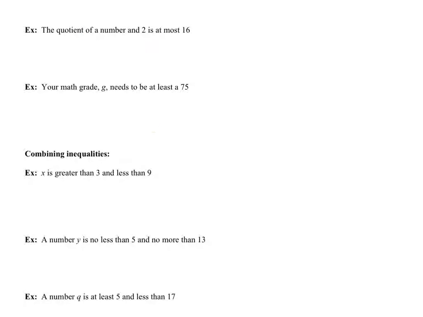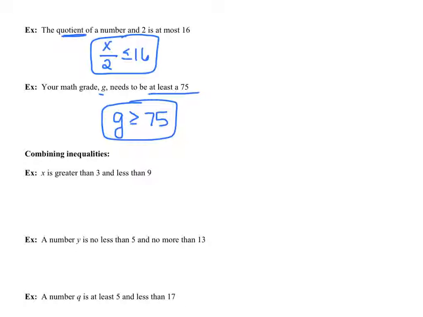Try these 2 examples, pause the video, press play when you're ready to check your answers. So in the first example, we have quotient, which means to divide, a number in 2. I don't know the numbers, so I just used x. And then is at most 16. At the most 16 means it could be 16 or less, so less than or equal to.